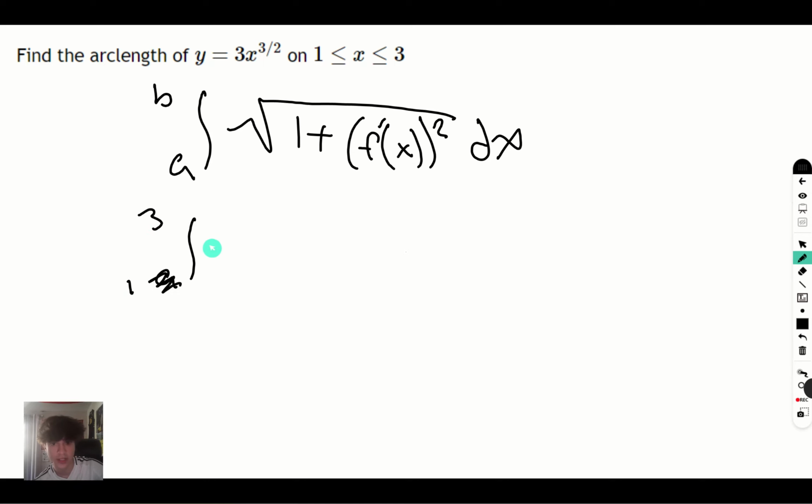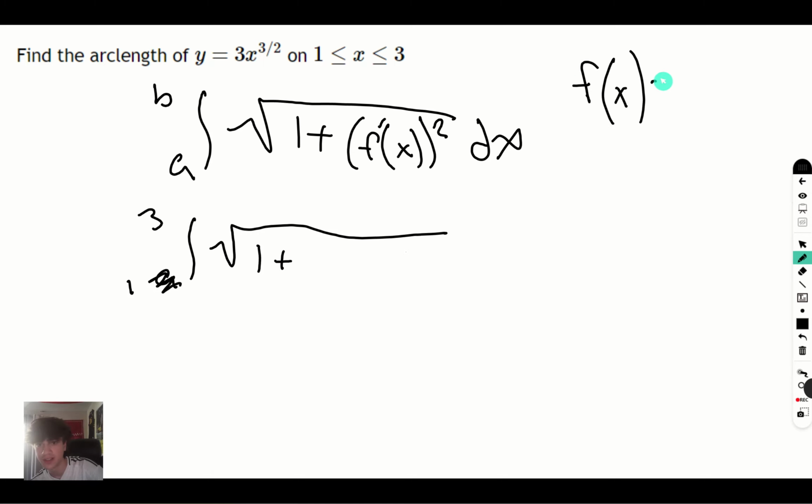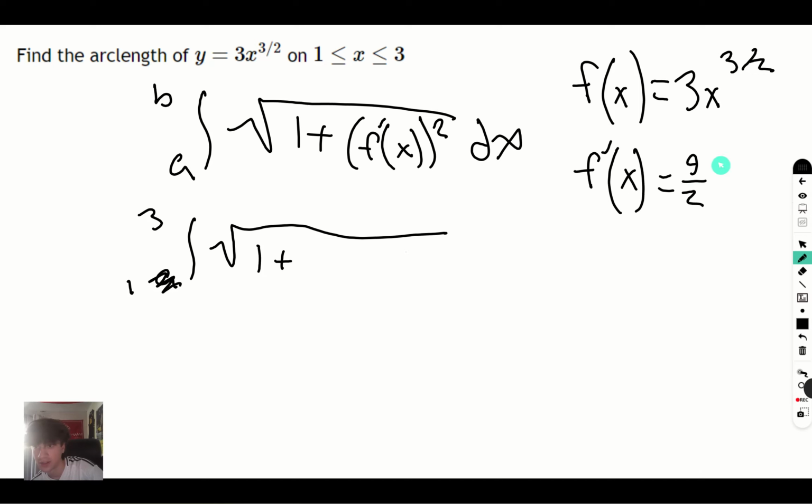1 to 3, square root of 1 plus. Let's find f prime of x. f of x is 3x to the 3 halves. So therefore, f prime of x will give you 9 halves x to the 1 half. And then if you square that to get f prime of x squared, you will get 81 fourths x.